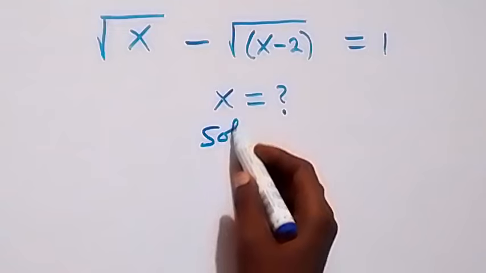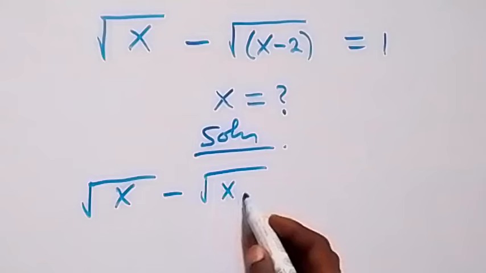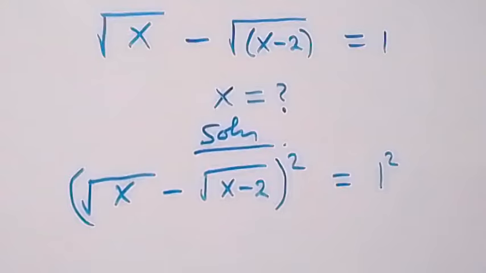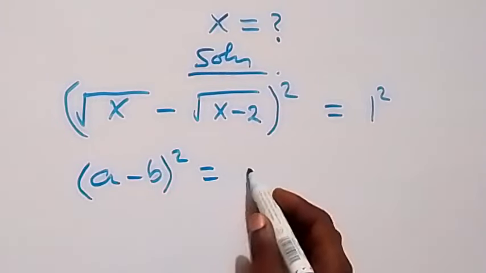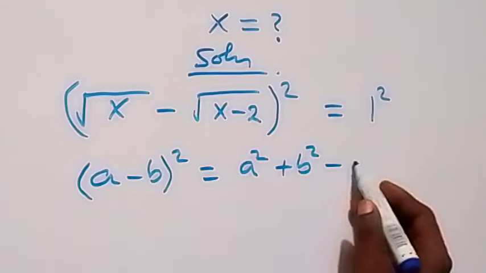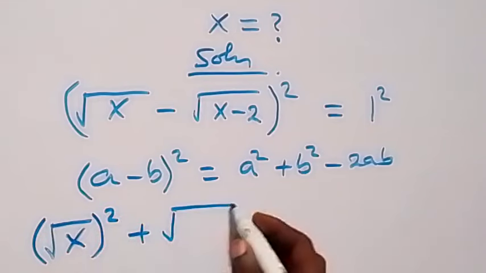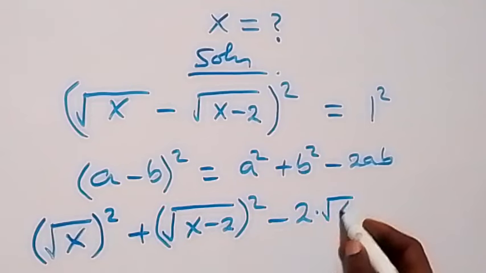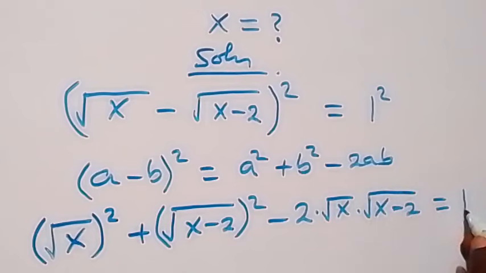How to solve this nice square root problem? From here, let's square both sides of this. So we have what is given, root x minus root x minus 2, then all square, now equals to 1, also square. Then from here, applying a minus b all square, which is a square plus b square minus 2ab. On this side, this becomes root x square, then plus root x minus 2 square, then minus 2 times root x then times root x minus 2, which is now equals to 1 square, the same as 1.